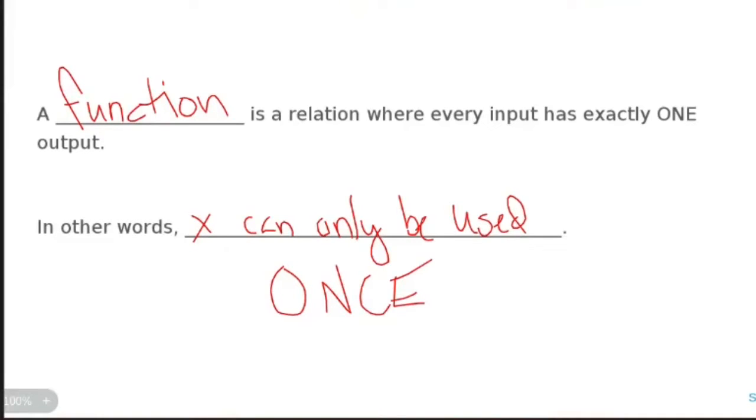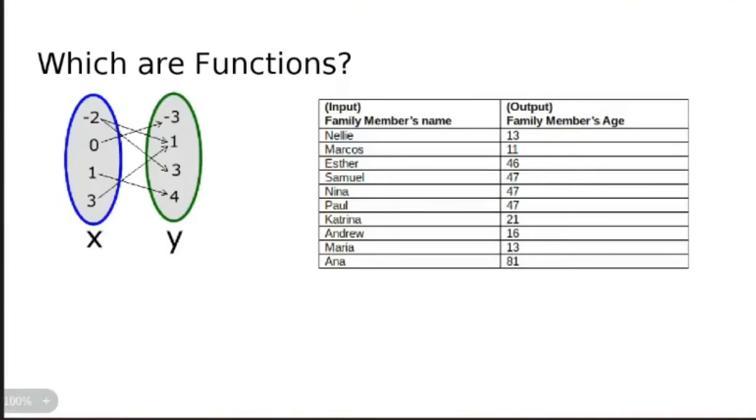So I'm going to give you either a picture or a bunch of points. And if at any point you see the x's repeat, it is no longer a function. If the x's don't repeat, or if the domain, or the input doesn't repeat, then you do have a function. Everything is good. So which of these are functions?